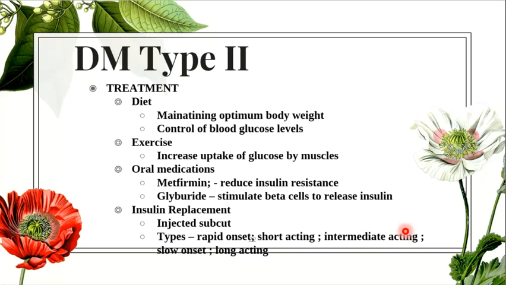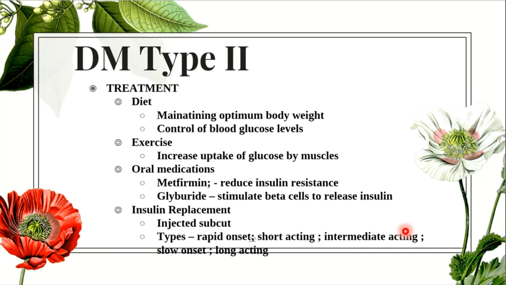What is the treatment? Generally, in type 2 treatment, they try to manage the patient as much as they can before starting the drugs. So what they will give is diet, maintain the optimum body weight, control of blood glucose levels, exercise to increase the uptake of glucose by the muscles. They can also give oral medications like metformin, which reduces the insulin resistance, and glyburide, which stimulates the beta cells to release insulin. That's just the two most commonly used.